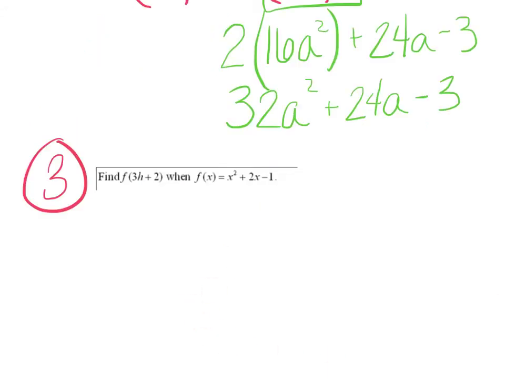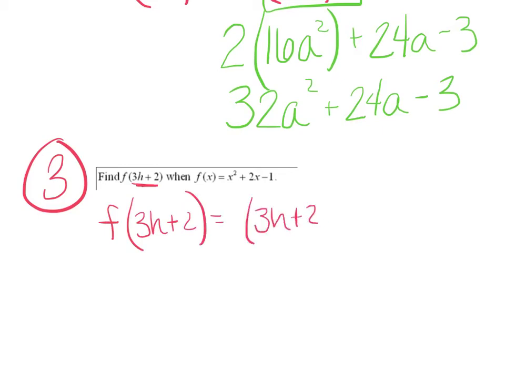And just one last one for function notation. Find f of 3h plus 2 when f of x equals this. So again, I'm just substituting this into the letter x. f of 3h plus 2 equals 3h plus 2 squared plus 2 times 3h plus 2 minus 1. So every place I saw an x, I substituted in 3h plus 2.